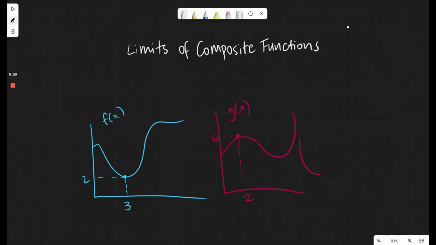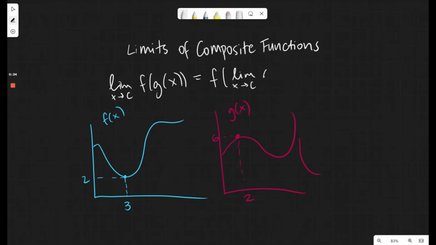And if we are to find the limit of a composite function, like the limit as x approaches c of f of g of x, this is typically equal to f of the limit as x approaches c of g of x. Now sometimes this is a little weird, and I'll show you why, but typically this is how this works.